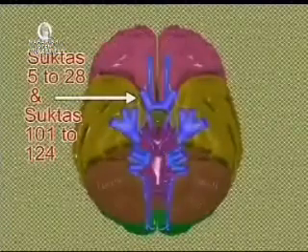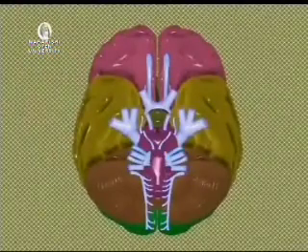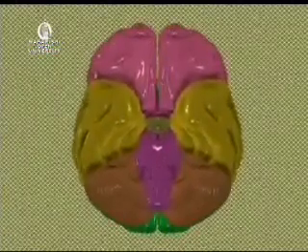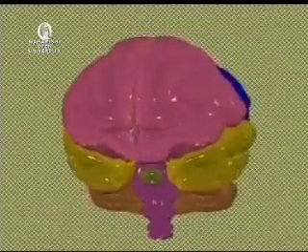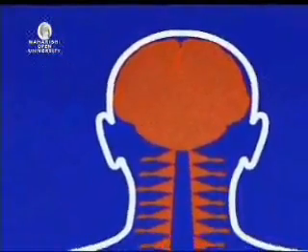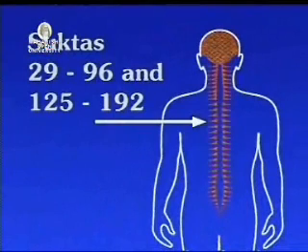The function of the cranial nerves is to carry messages to the head and neck. The motor components of the cranial nerves transmit nerve impulses from the brain to target tissue outside the brain, and the sensory components transmit nerve impulses from sensory organs to the brain. Now we will again change our view to show the spinal nerves. There are 34 pairs of spinal nerves. We see them blinking. Suktas 29 to 96 and Suktas 125 to 192 of the first mandala of Rig Veda correspond to the spinal nerves.